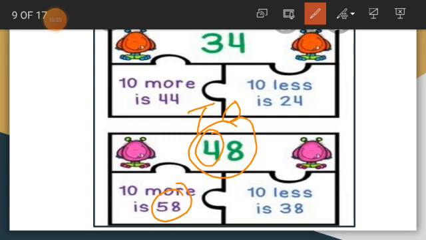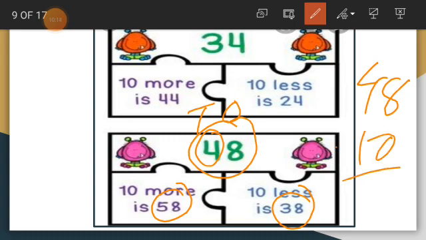Now, what is the answer? 10 less than 48, that is 38. Now you are going to subtract the 10 from 48 like this. When we subtract the 10 from 48, the answer will come 38. So 10 more than 34 is 44. 10 less than 34 is 24. And 10 more than 48 is 58. And 10 less than 48 is 38.